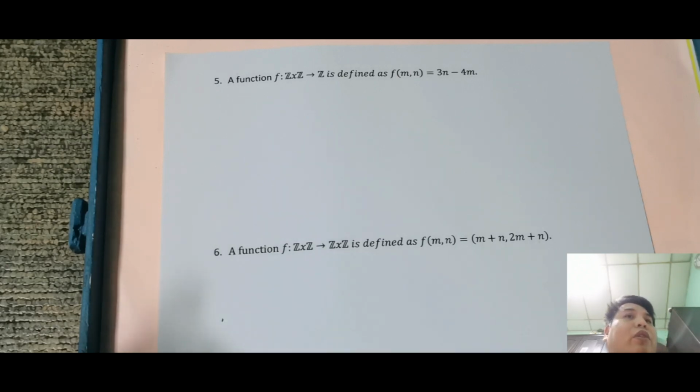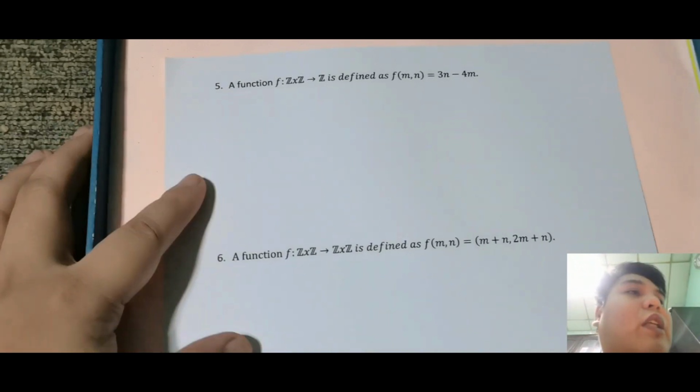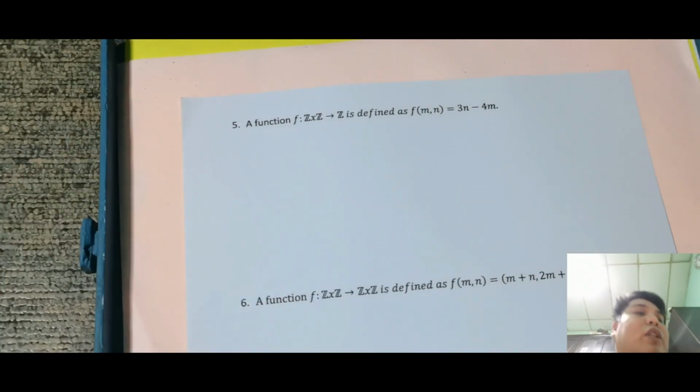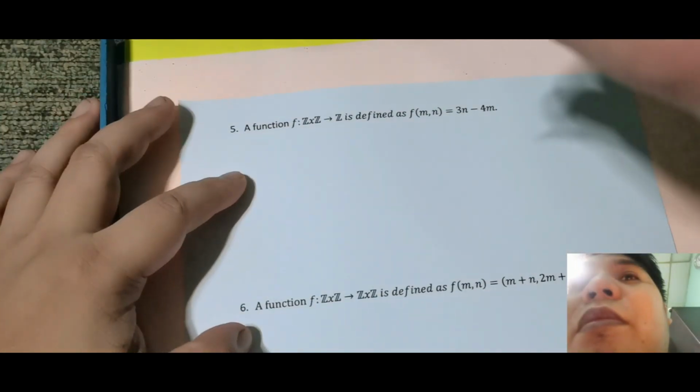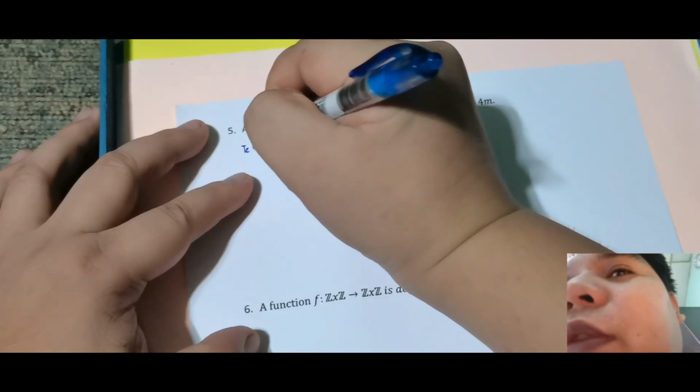Ngayon, anong nangyari? Pagpasok niya sa function, ang coordinate nagiging number. Nagiging number lang sa real line ng integers, kumbaga nagiging R1 o Z1 lang siya. So Z2 siya, meaning coordinates, tapos nagiging single number lang siya. Ganun nangyari. So test natin to kung injective or surjective.